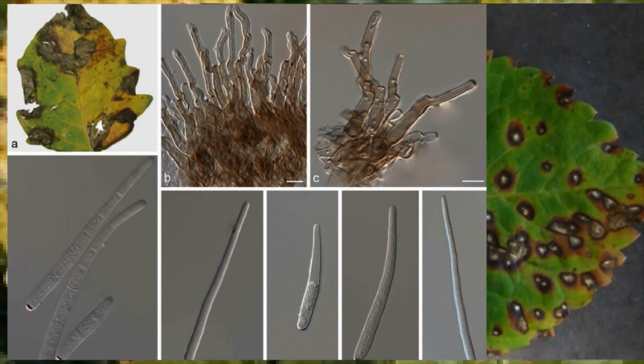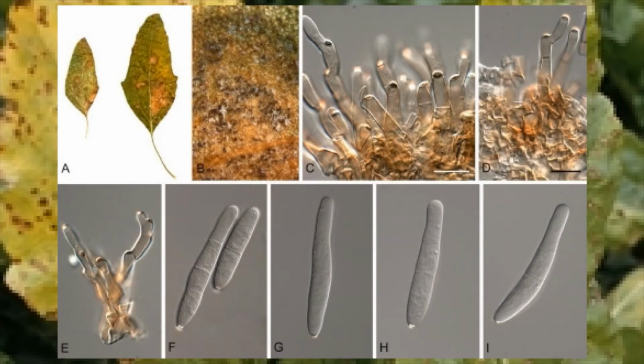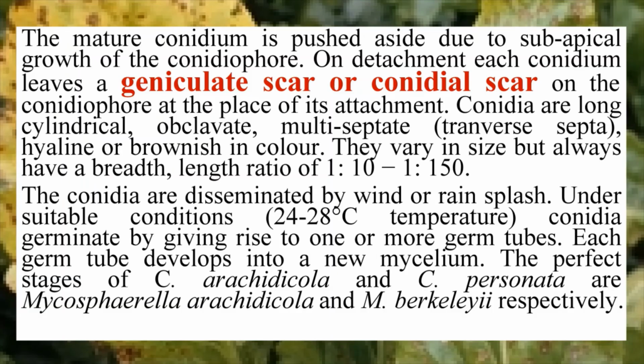You are seeing here the conidia on the lower side of the image, long, sometimes septate, sometimes aseptate conidia. The picture also shows the knee joint like structure, which is called the geniculate structure, with the scars from where the conidia have fallen down. One more picture, again knee joint like structures and conidia. The mature conidia which fall down will leave a scar on the conidiophore. We call it a geniculate scar.